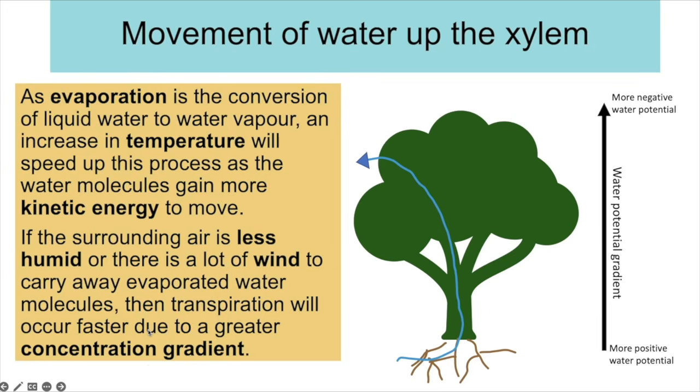So thinking about how this water moves up the xylem then. We've just said that transpiration is evaporation through those stomata on the leaves. And as evaporation is the conversion of liquid water to water vapour, there are certain factors that are going to increase the rate of that. Temperature is one of them, because as you increase the temperature, the water molecules gain more kinetic energy and therefore they're moving more rapidly and you're going to have more evaporation. If the surrounding area is less humid or there's a lot of wind to carry away evaporated water molecules, then you have a steeper water potential gradient and therefore more water is going to evaporate out.